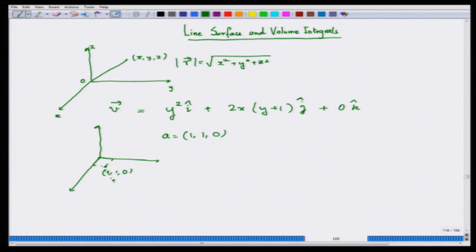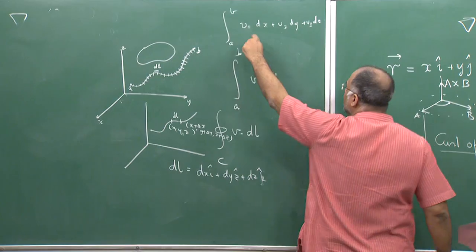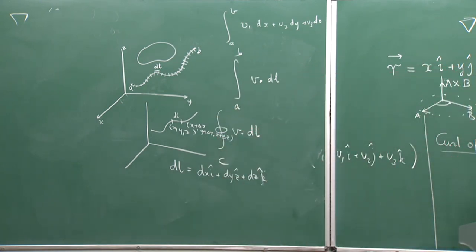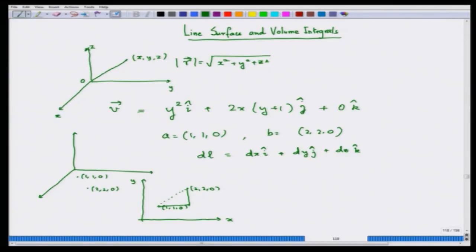So, B is 2, 2, 0. Here I have written a to b, which actually means you have to integrate, putting the proper limits on x and y. Now suppose we want to move along this bold green path. We want to go from 1, 1, 0 to 2, 2, 0 on this path. I am looking at the 3 dimensional thing in this 2 dimensional picture. Now, along this, dl is this one, which we have already written there.